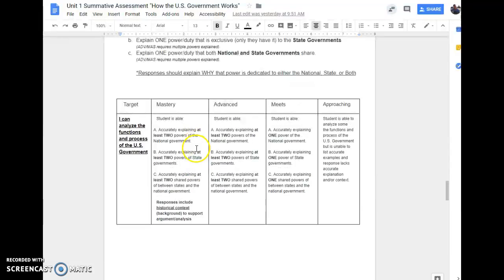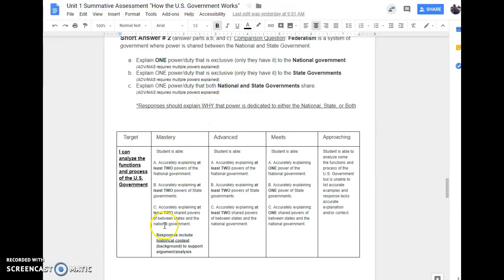And then if you can explain the why, the historical context of why the state gets certain powers. For example, why does the state get the power to govern marriage laws in the state? Why is that? Or why does the national government get to raise and manage the armed forces? Okay. Giving answers to that will get you the context.